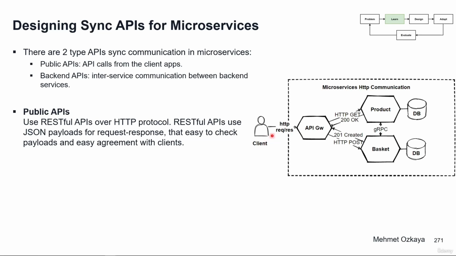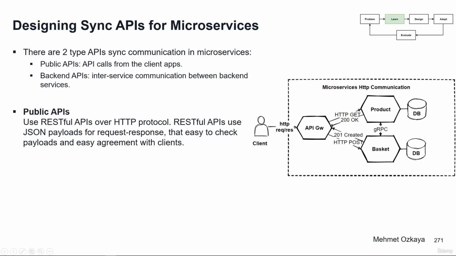Here you can see the image. The client's requests to the microservices are public APIs, because they can be hit from the outside world, from the client application, and we call these public APIs. The best practice is using RESTful APIs in order to see the incoming and outgoing JSON objects.